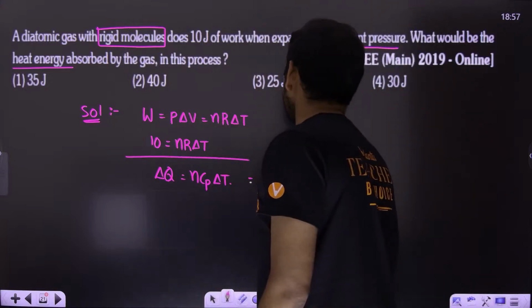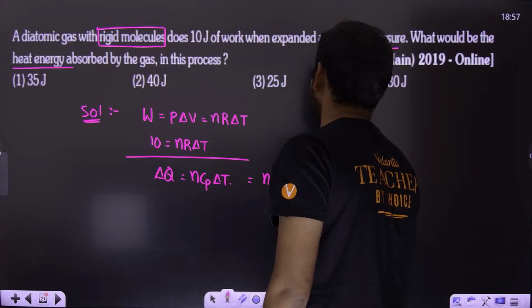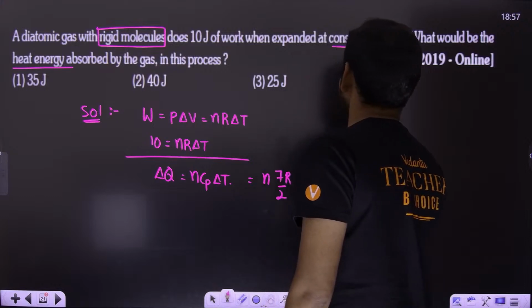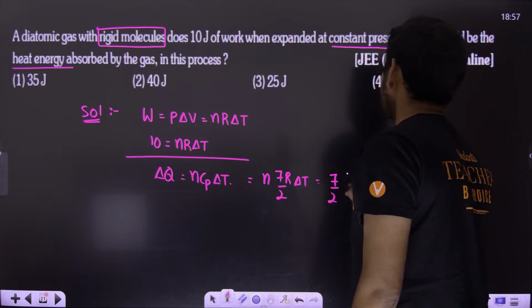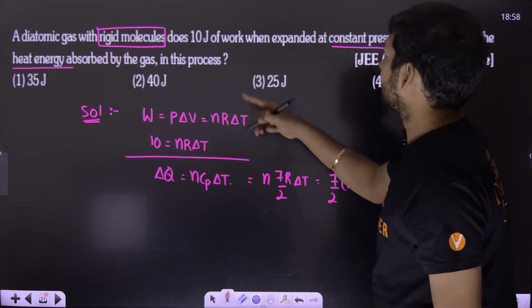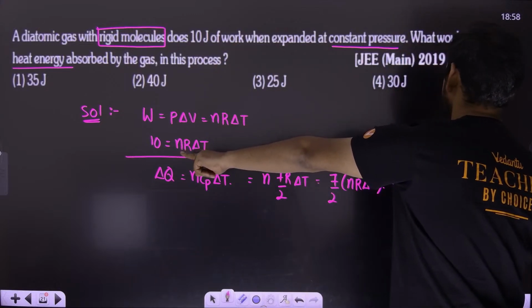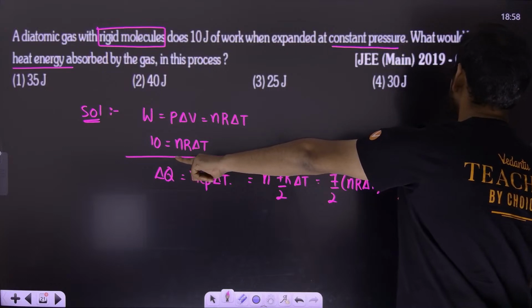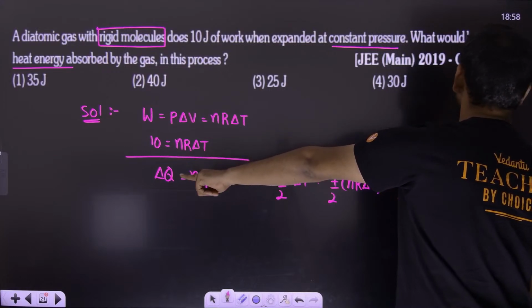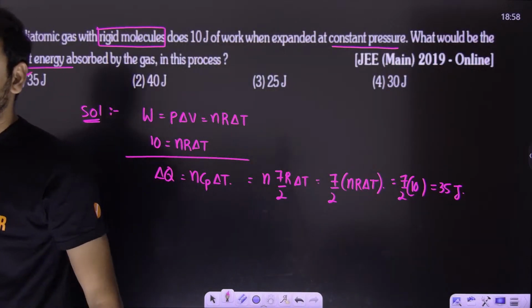So, what is the CP value for diatomic? It is going to be 7R by 2 into delta T. So, let me just take 7 by 2 out. Then it is going to be nR delta T. And what is the nR delta T? It is given as 10. So, it is 7 by 2 into 10, which is going to be 35 joules.